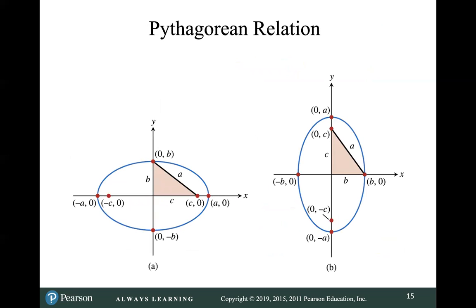This kind of goes into that Pythagorean relation a little bit more, where C is our focus, (0, C) and (C, 0) gives us our focus. And the way we can calculate that if we're given the axes is the Pythagorean relationship: the semi-major axis, distance A, is also equal to the hypotenuse from the focus to the semi-minor vertex.